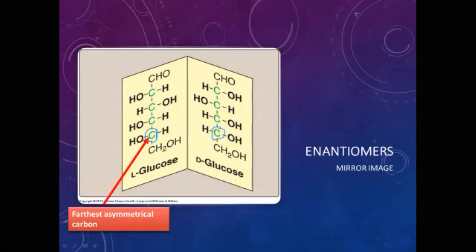Okay, so the last chiral carbon is this one. It goes to the left side and this one goes to the right side. D comes from the word dextra, which means right. L, I don't know what the original name of the L is, but it means the left side. So the farthest asymmetrical carbon, or the farthest chiral carbon, is going to determine whether the glucose or the monosaccharide is D or L.